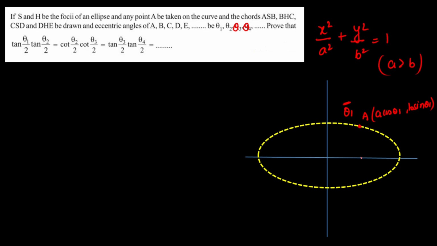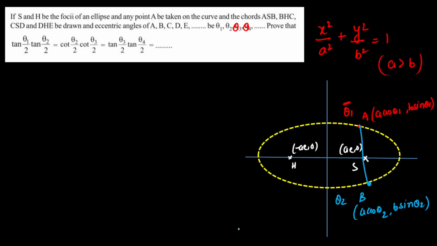Similarly, you can take one more point. So let me first define the foci. The foci are given as S and H. Let's say this is our first focus S, and the coordinate of S is ae comma 0. And one more focus is H, which is minus ae comma 0. Now through this point we draw a chord joining A and B. Let's say this is our point B, the eccentric angle of B is theta 2, and the parametric coordinate will be a cos theta 2 comma b sine theta 2.